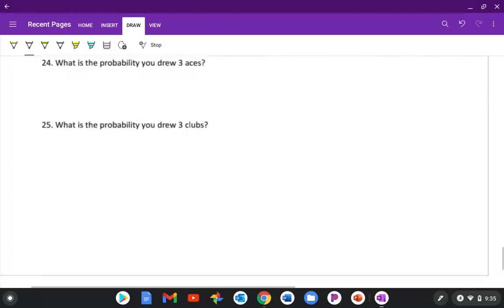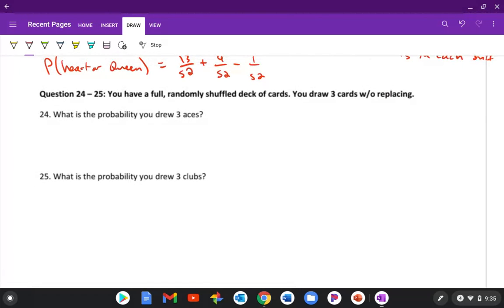And then your last two questions, you are not replacing in your probability of doing like 3 consecutive things in a row. So these you are going to be multiplying in all of these. You're going to have to multiply 3 probabilities. But the key thing here is it's without replacing. So that means you're going to pull a card out, and then your odds for the next one are going to change. So I'll have you set up the first one.